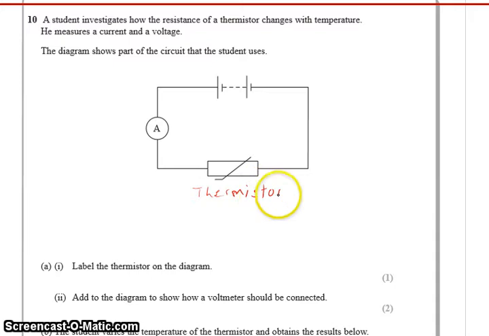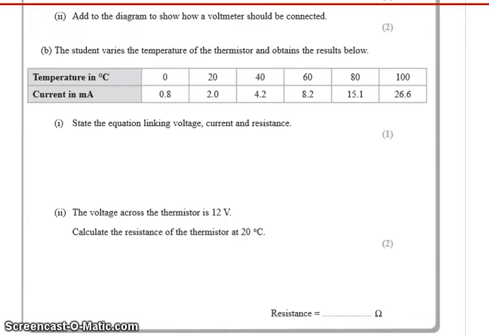And then you've got to add to the diagram to show how the voltmeter should be connected. Well, he's looking for how the resistance of the thermistor changes, so the voltmeter has got to be linked to the thermistor. And voltmeters are always placed in parallel with the component you're measuring the voltage across. So the student varies the temperature of the thermistor and obtains the following current readings.